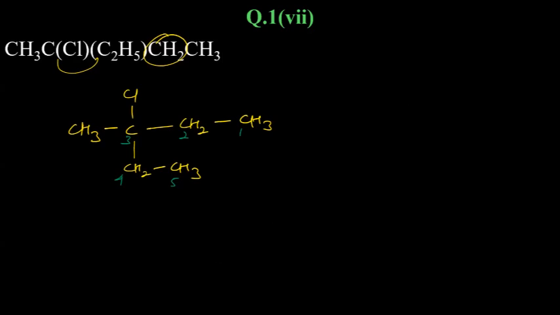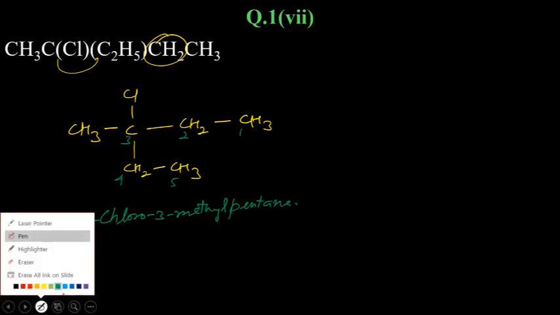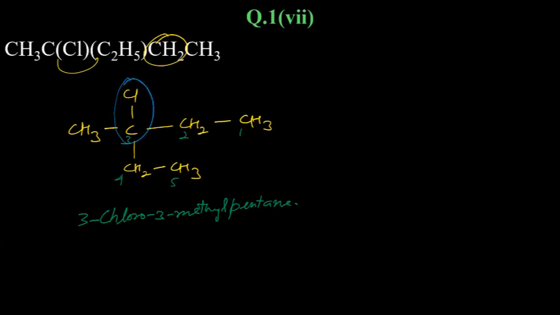Now first I'm writing the name: 3 chloro, 3 methyl, pentane. Now the carbon which is attached to the halogen is attached to 1, 2, 3 carbons. So it means 3 degree halide. Again, no double bond, triple bond, etc. It is a simple alkyl halide. No benzene ring.